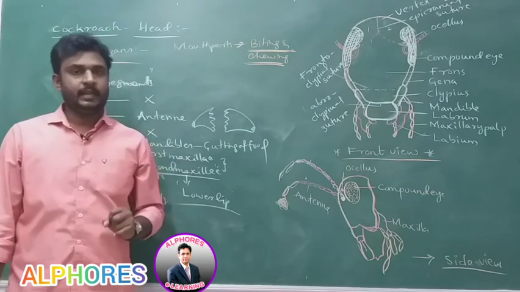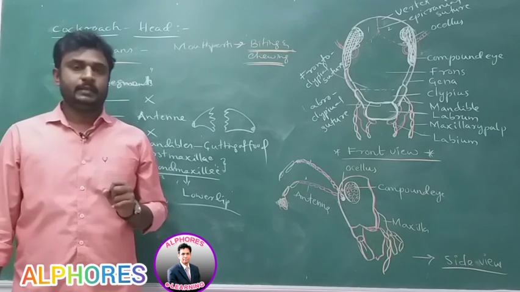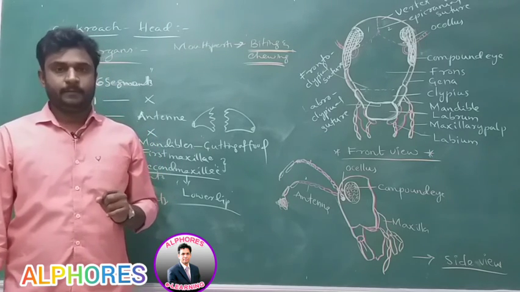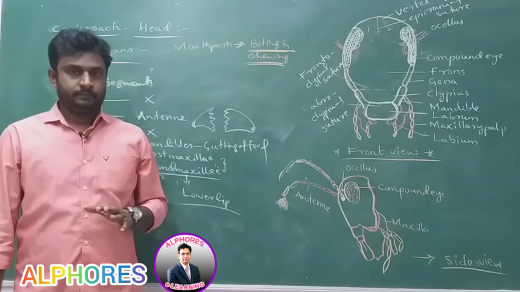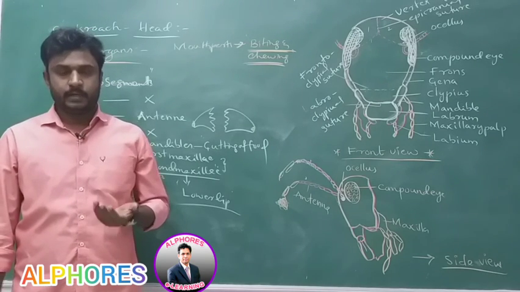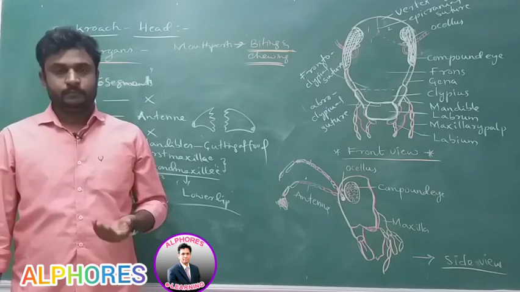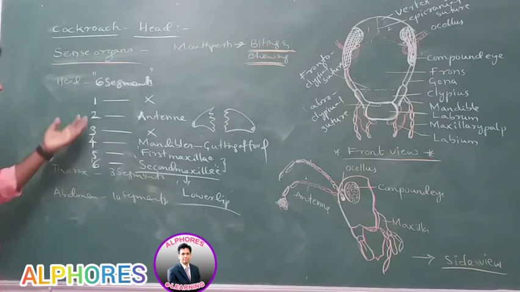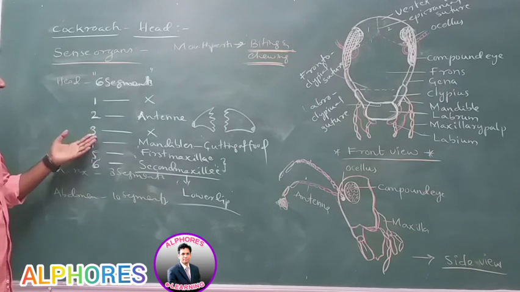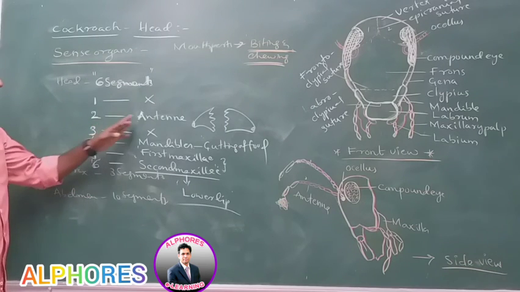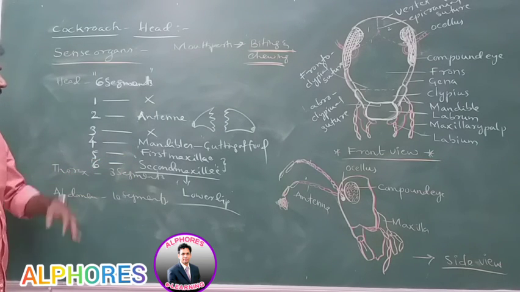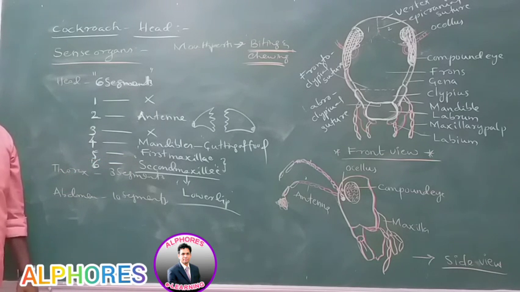Sclerites: vertex, frons, clypeus, labrum, and genae are the sclerites. Next, sense organs are compound eyes, simple eyes, and antennae. And then mouth parts. Then segments of the head: 6 segments are present, the first segment and third segment without any appendages, the second segment with one pair of antennae, the fourth with one pair of mandibles, and the fifth and sixth with first maxillae and second maxillae. Okay, so all these are the structures which are present in the head of the cockroach.